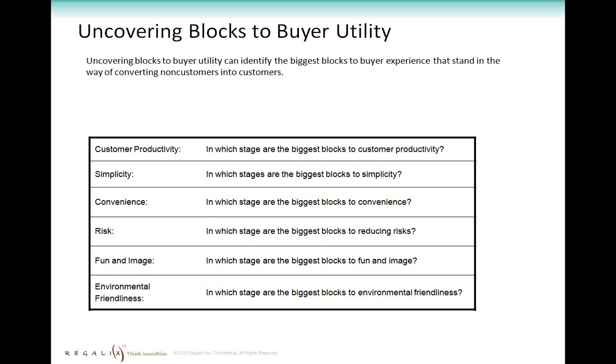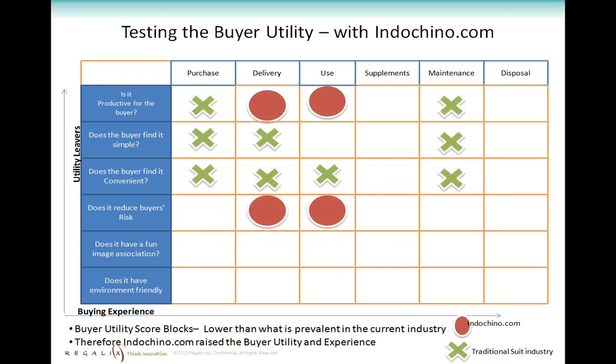By merging these two, we come up with a buyer utility test. We have done this for Indochino.com. As you can see, the red dots indicate the blocks to buyer utility for Indochino.com, and the crosses indicate the blocks to buyer utility from a traditional industry. Now you can see there are fewer blocks to buyer utility in Indochino.com than in a traditional industry. This provides unprecedented value to a customer.